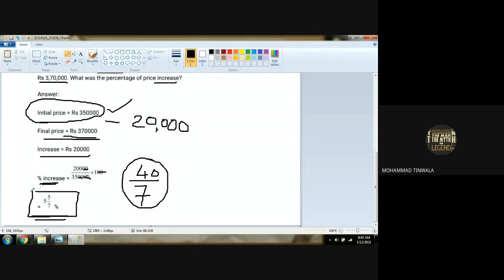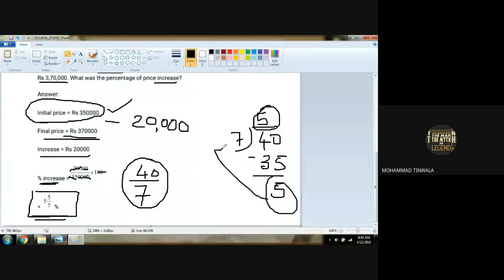Is that clear? 35 upon 7. 5 sevens are 35, 5 fours are 20, so 5 40s are 200. Now if you divide 40 by 7, 7 fives are 35, and 5 will be the remainder. So 5 integer 5 upon 7 is the percentage.